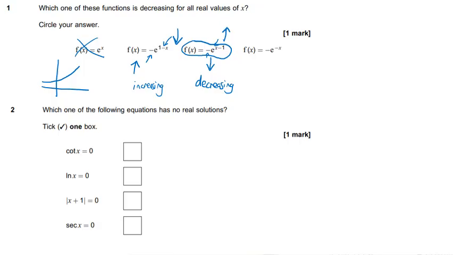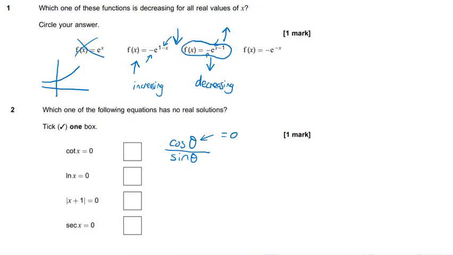Question 2, which of the following equations has no real solutions? Okay, well, cot x is cos theta over sine theta. So that is equal to 0 if cos theta is equal to 0. And we know that that has zeros at 90, 270 and so on.